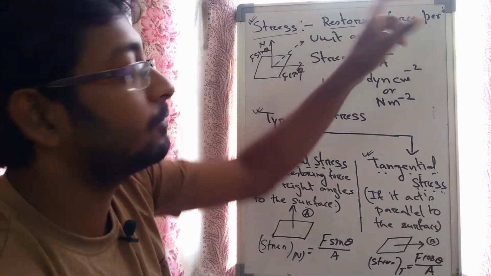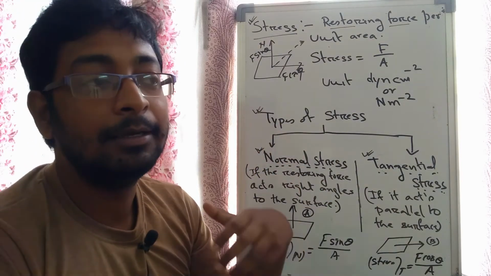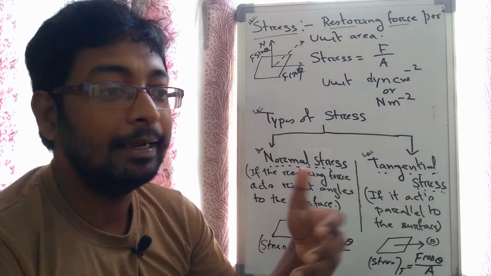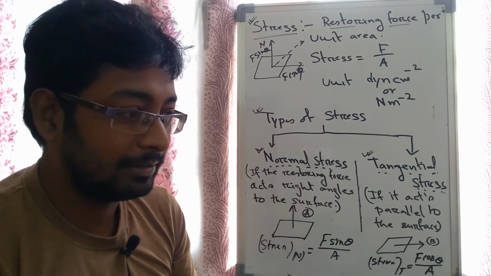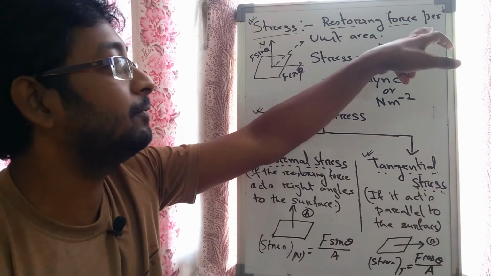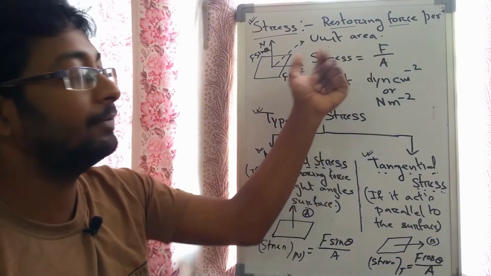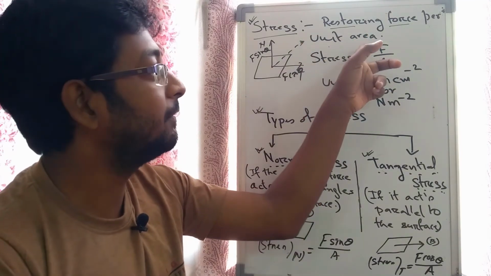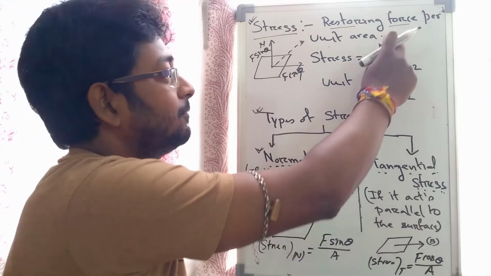Stress is the restoring force per unit area. So this concept is basically the continuation of our elasticity chapter. Elasticity means that any object has the tendency to regain its original shape. So basically same thing, stress is the restoring force per unit area. It tries to regain its original shape. So how much tendency to regain its original shape, we can say this is the stress. So this is the formula for the stress, force per area.